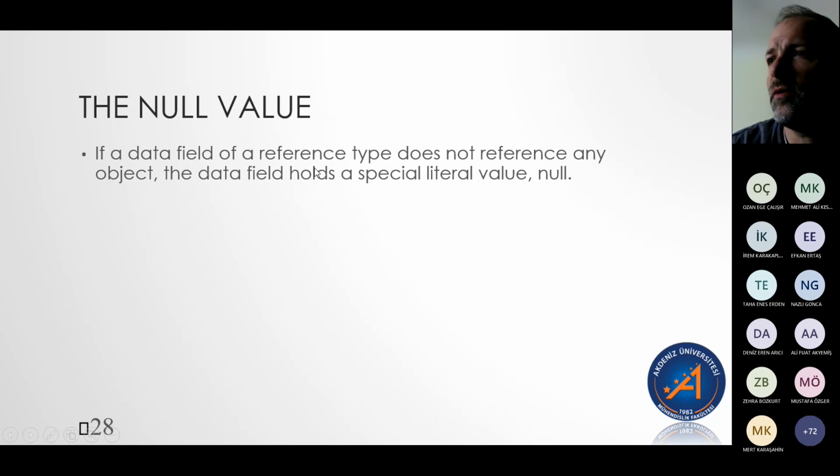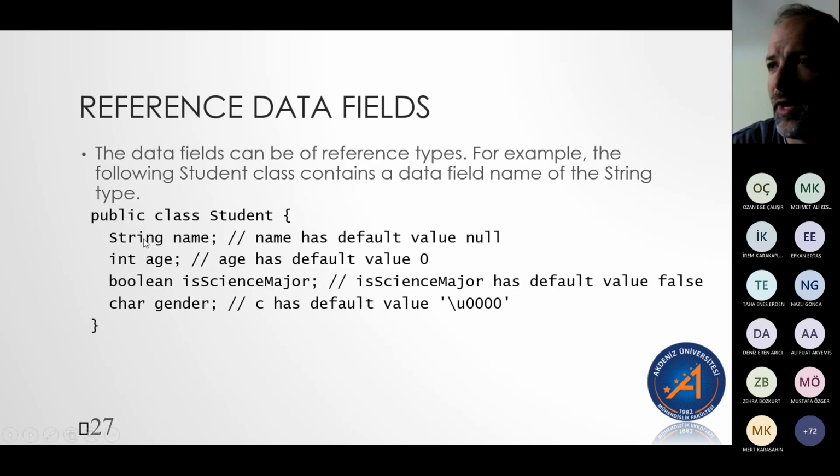So if a reference type does not reference a particular object, like for example here, String is an object, the default value is null. So it doesn't give it a blank string. Remember, a string with no characters is still a string that has a value. The value just happens to be no characters. Null is different. Null means it doesn't point to anything.